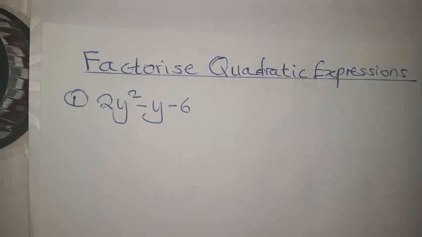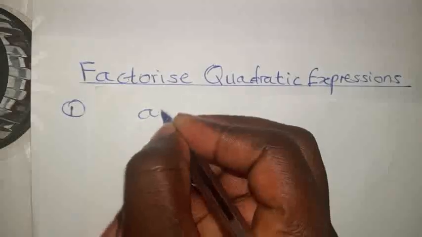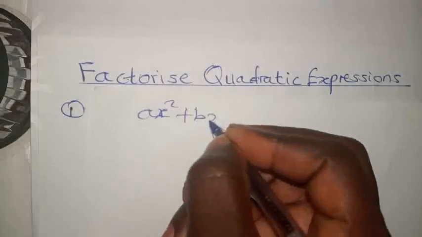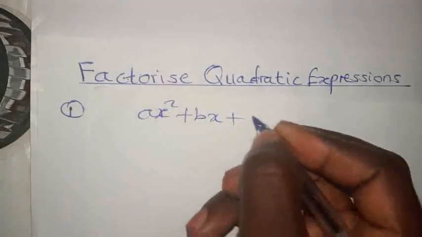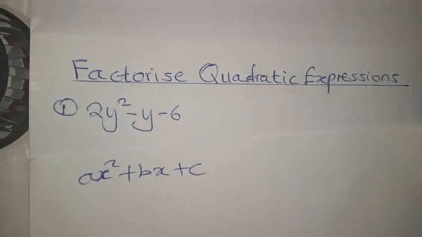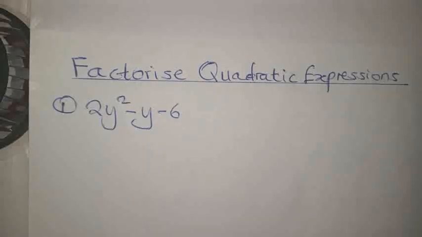Hi, in this video I'm going to show you how we can factorize quadratic expressions. Now, for a quadratic expression, we know very well that it's supposed to have three terms, of which the first one is supposed to have a square, and the second one must just have a variable and a constant. So this expression exactly suits what we have here, of which here we only have y. Now, how do we factorize this one?